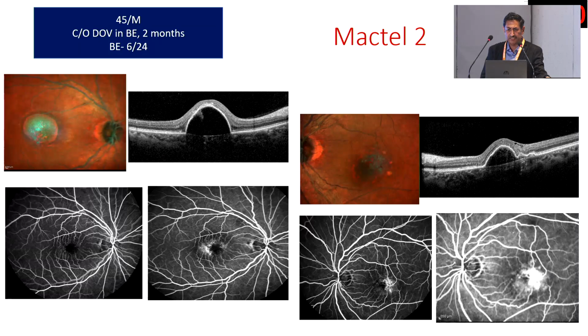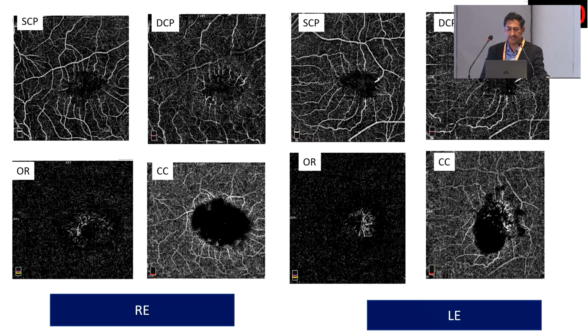This is a case of MacTel, you can see there is an ILM drape sign here, in both eyes there is a PED. So MacTel can sometimes get complicated by CNVM formation. So FFA can give some idea, but because of the leakage, you don't really appreciate much. But OCTA definitely shows there is neovascularization here, and this patient will need anti-VEGF.